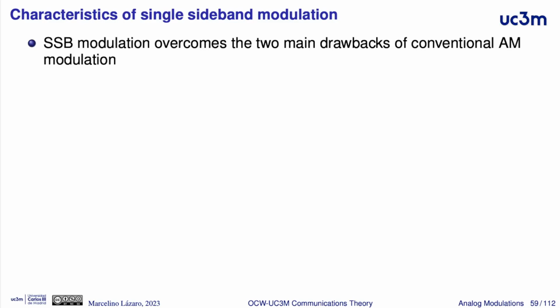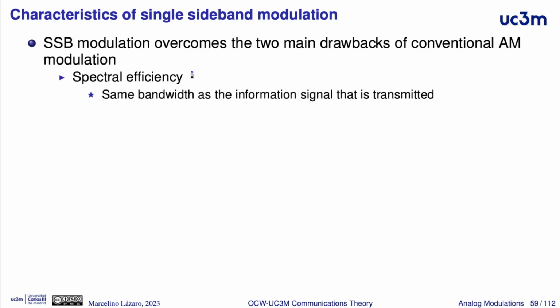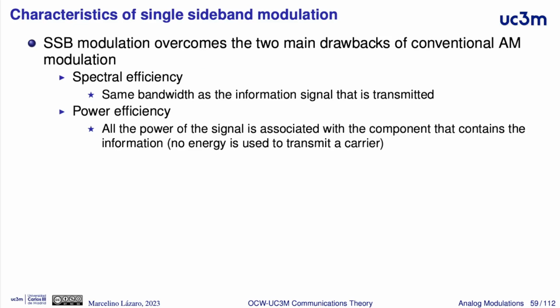The main advantages of the single sideband modulations are spectral efficiency and power efficiency. Spectral efficiency because the bandwidth of the modulated signal is equal to the bandwidth of the information signal that we are transmitting, the bandwidth of the modulating signal m(t). And power efficiency because all the power in the modulated signal is related with the modulation of the information. We are not transmitting a carrier in parallel that is not transporting information.